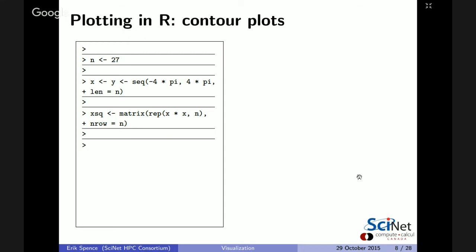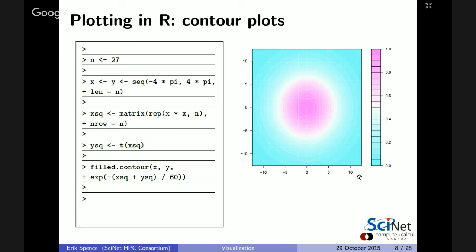Okay. x squared is a matrix. I'm going to repeat x squared n times. Remember that x is a vector, so I'm taking my vector, squaring it, then repeating that n times, and I'm going to have n rows. So I've got an n by n matrix where each row is x squared. Same for y, except the transpose of x now. The reason I'm doing that is so that I can make a plot of a two-dimensional exponential, Gaussian, our normal distribution, our old friend or enemy, depending on how you like these things.